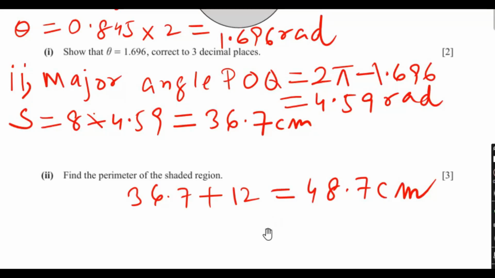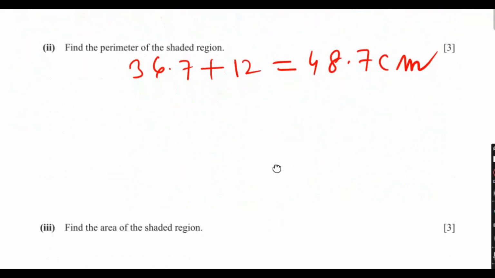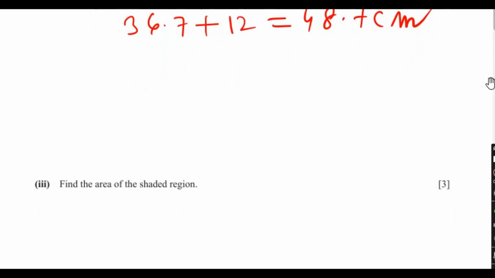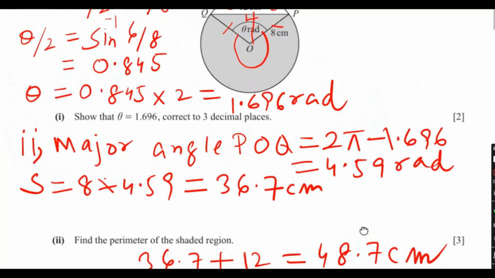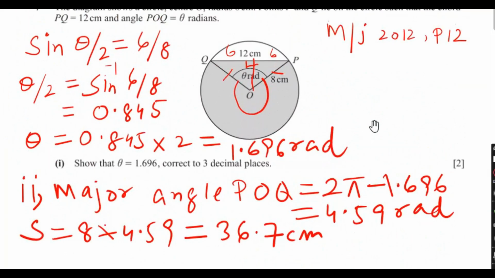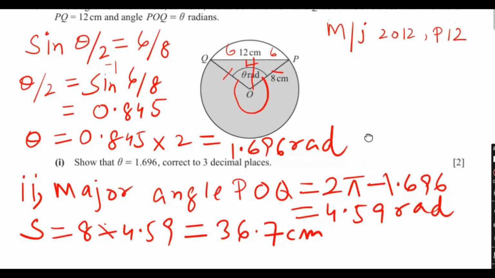Now see what is part 3. Part 3 is find the area of the shaded region. So see the diagram carefully, how to find the area of the shaded region. It's very easy. If you find the area of the major sector, that is POQ, where we use the major angle which is 4.59, plus the area of the triangle, we will get the final answer of the area of the shaded region.